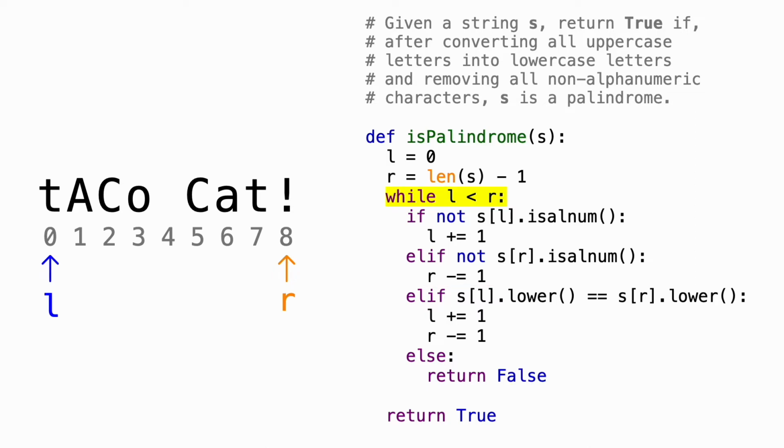If both of those conditions are false, in other words, if both characters are alphanumeric, then we'll compare those characters by first converting each character to lowercase, then checking for equality. If they are equal to each other, then we can continue on by moving both pointers inwards.